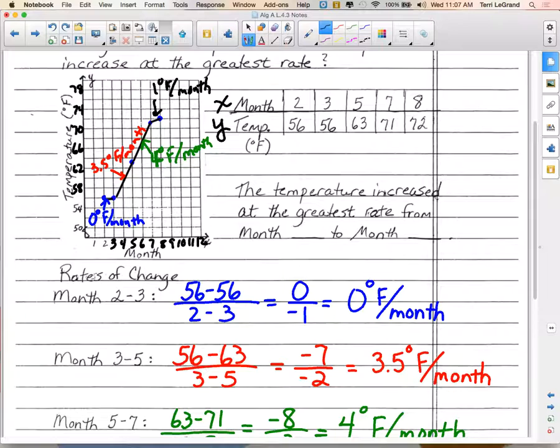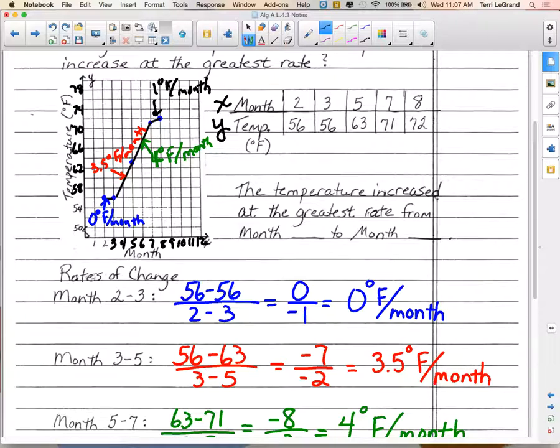Okay, so all of us should have gotten, we all did get 0 degrees Fahrenheit change for the first time interval. The second time interval, the average change was 3.5 degrees Fahrenheit per month. The third time interval, it's 4 degrees Fahrenheit per month. And our last one, 1 degree Fahrenheit per month. Do you agree with me?